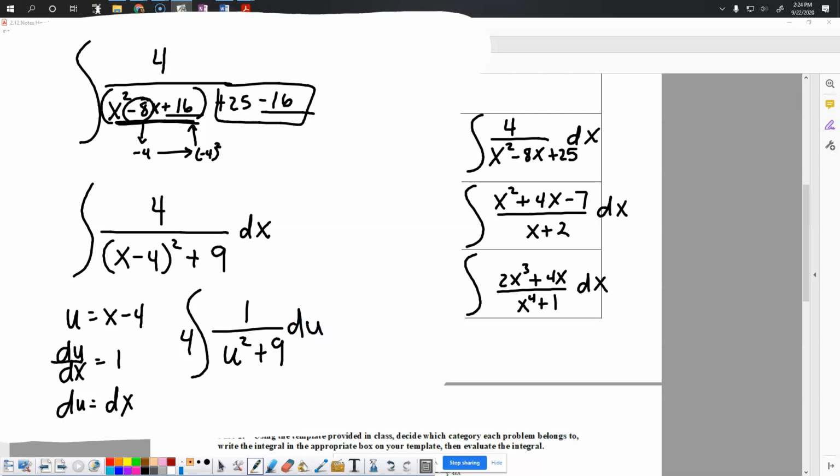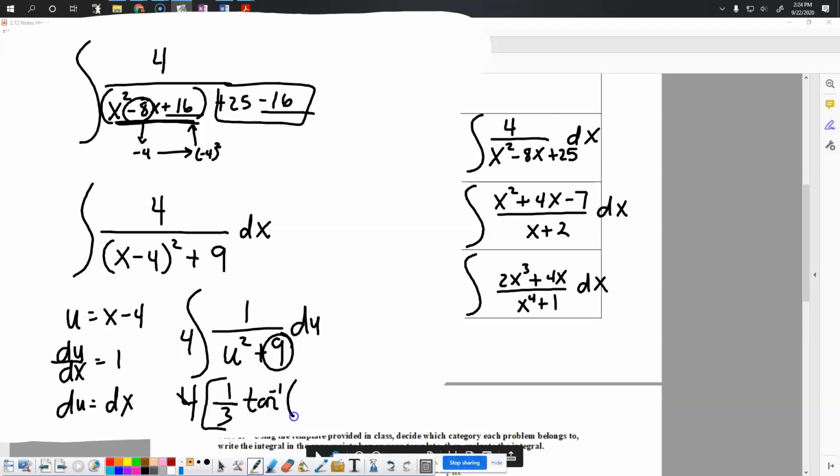So we have 4 arctangent. Actually, I take that back. Let me back up a little bit. The 4 is just there, but so the 4 is going to be there, but then when we integrate this, it's 1 over a. The a is the square root of this number, which is 3.